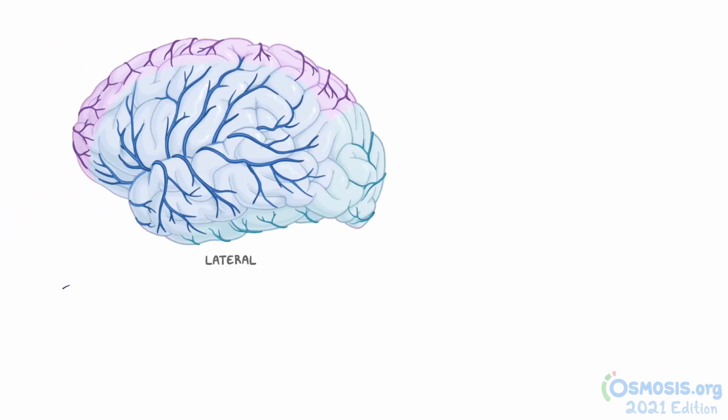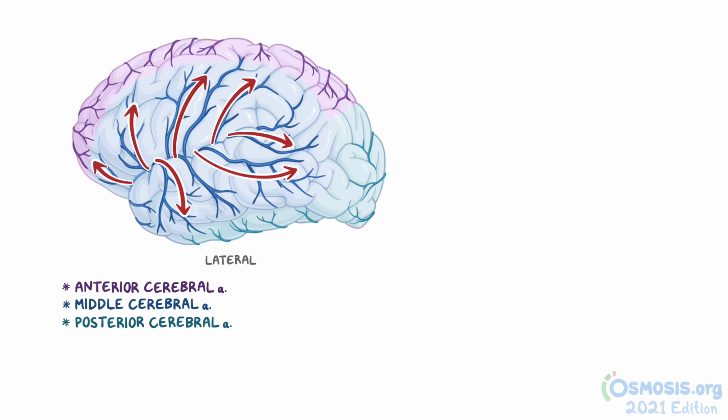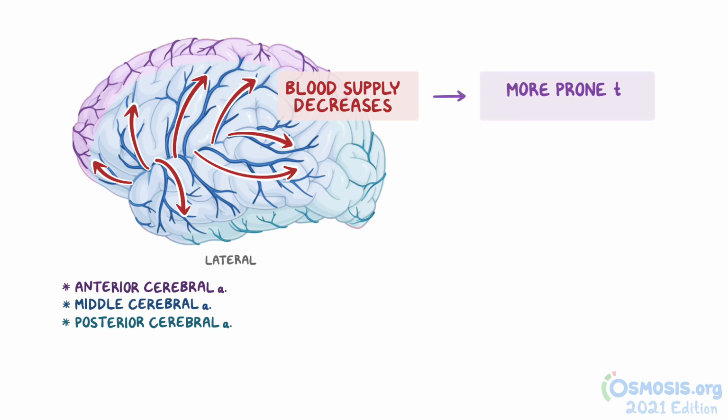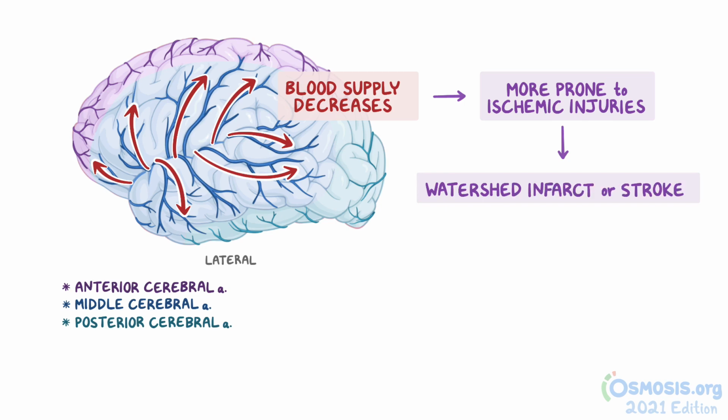Now, as we move away from the origin of the anterior, middle, and posterior cerebral arteries and more towards the areas of cerebral cortex that border the cortical branches of these arteries, blood supply by these cerebral arteries gradually decreases. As a result, these border areas are more prone to ischemic injuries. In these cases, the pattern of injury is called a watershed infarct or watershed stroke, where healthy tissue continues to extract what it needs from the blood flowing by, leaving little or no oxygen and nutrients for the tissue furthest away. And as a result, the tissues that are the furthest downstream are affected the most.